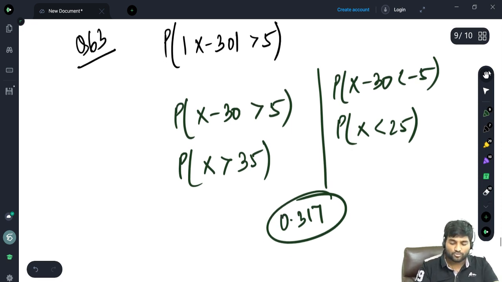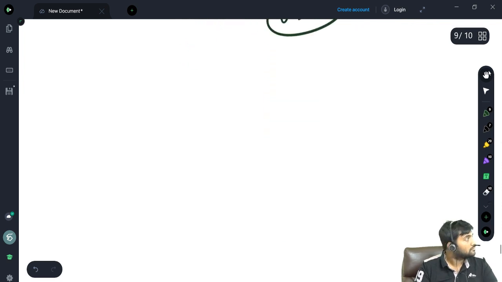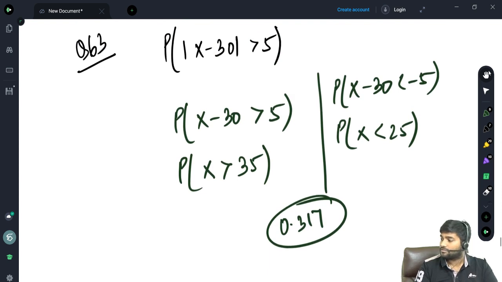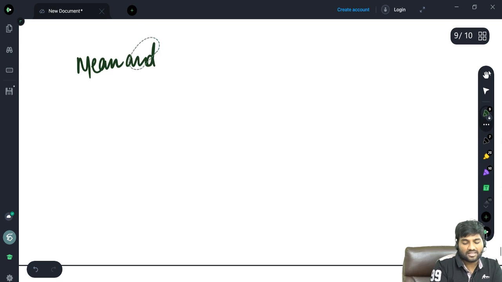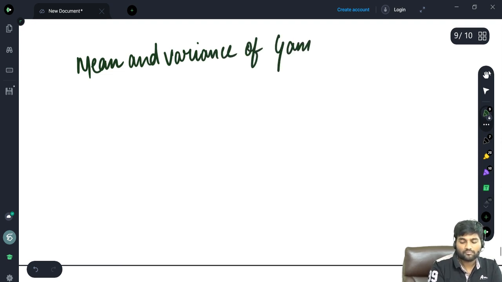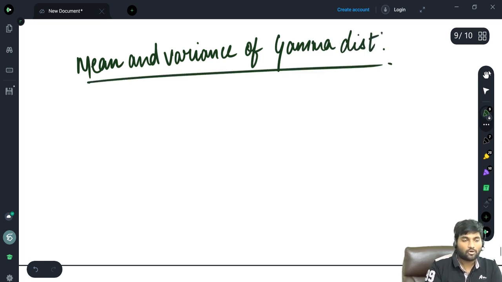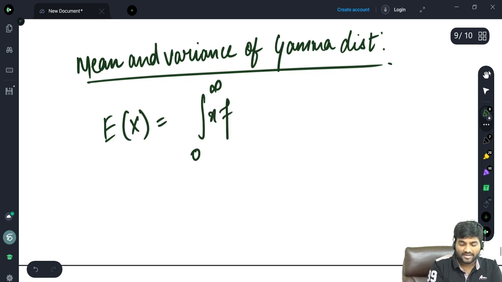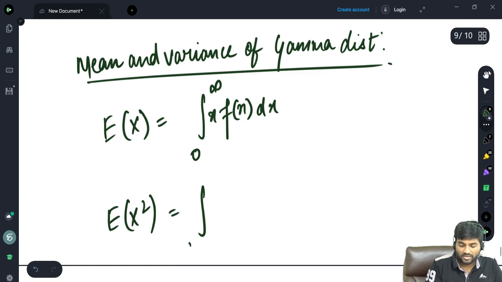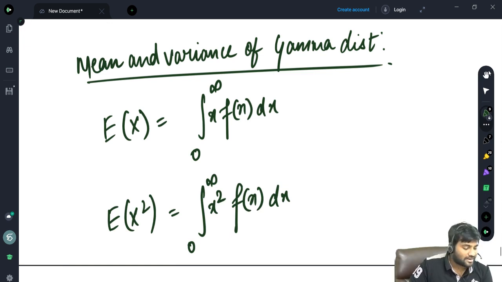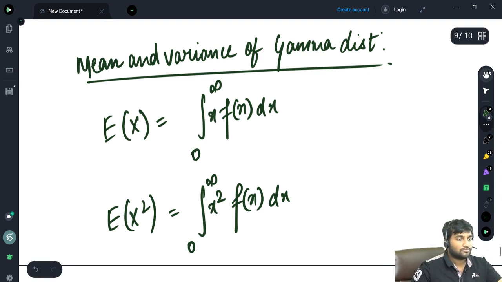Now, write down mean and variance of gamma distribution. You have copied this? Yes or no? Okay. Now write down mean and variance of gamma distribution. So expectation of x is equal to integration 0 to infinity x into f(x) dx. Please solve. Expectation of x square is equal to integration 0 to infinity x square into f(x) dx. Please solve these two and get the answer for mean and variance for a gamma distribution. Solve this, all of you.